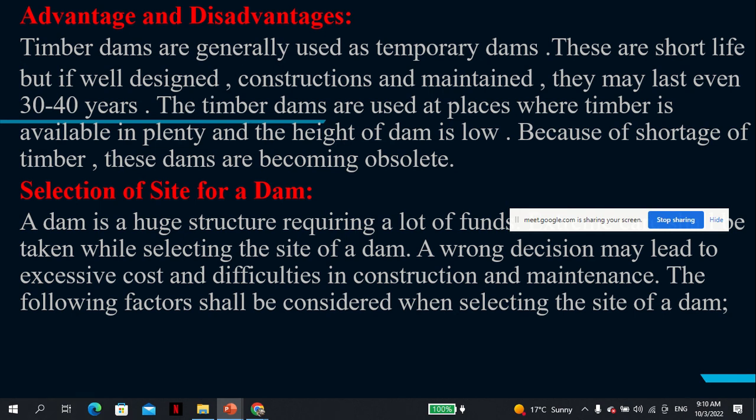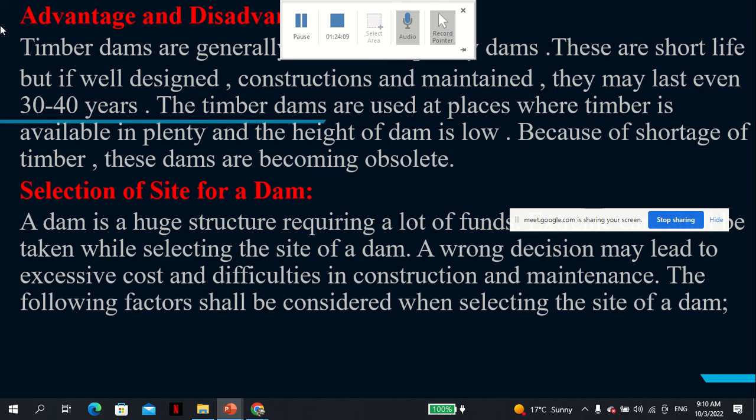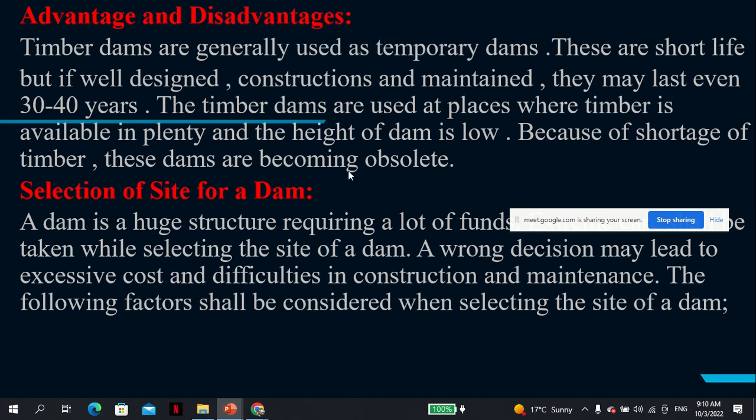The advantages: these dams are generally used as temporary dams. They have a short life, but if well designed, constructed and maintained, they may last even for 30 to 40 years. The timber dams are used at places where timber is available in plenty, and the height of the dam is low because of shortage of timber. These dams are becoming obsolete.